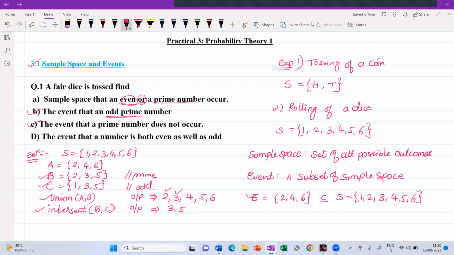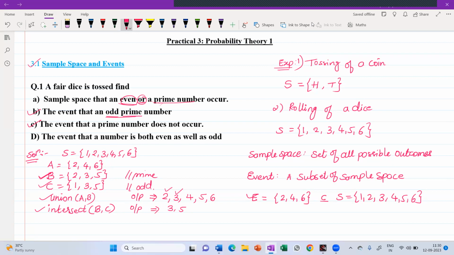Third question. The event that a prime number does not occur. So when you throw a dice, a prime number should not appear. Other than prime numbers, any number can turn up. So where are the prime numbers? Set B contains all the prime numbers 2, 3, 5. So except 2, 3, 5, any number can turn up.